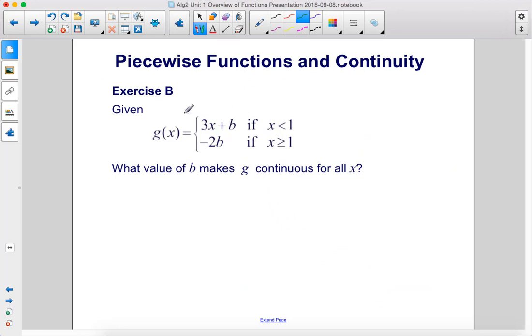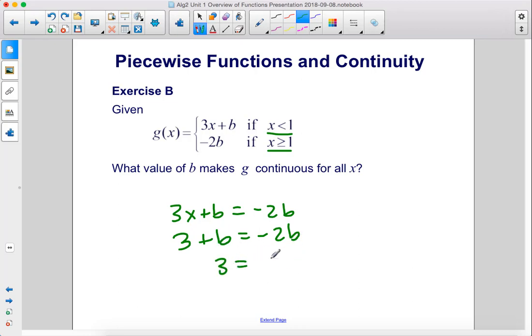Exercise B. Given this rule, what value of b makes g continuous for all x? Alright, so the point where the function might not be continuous is at x equals 1. So let's set these rules equal to each other, and then we're going to set x to 1. So that becomes 3 plus b equals -2b. We'll subtract b onto the other side. Therefore, b equals -1. If b equals -1, they will have the same value. Both of these rules will have the same exact value when x equals 1.